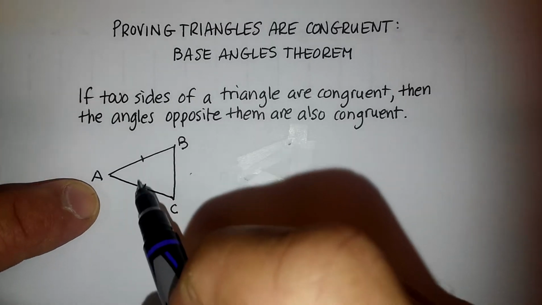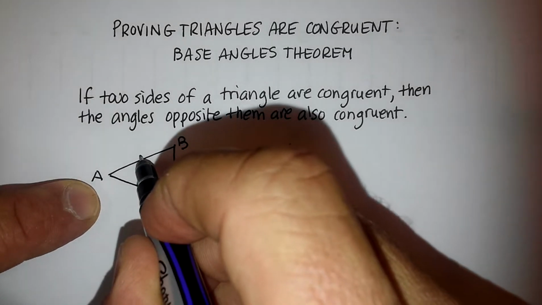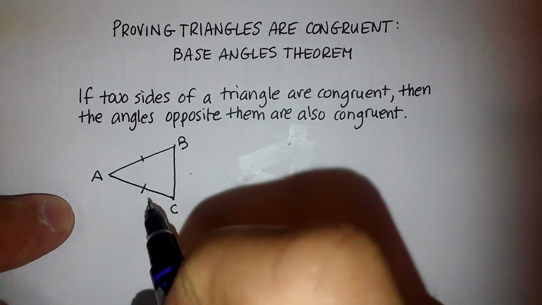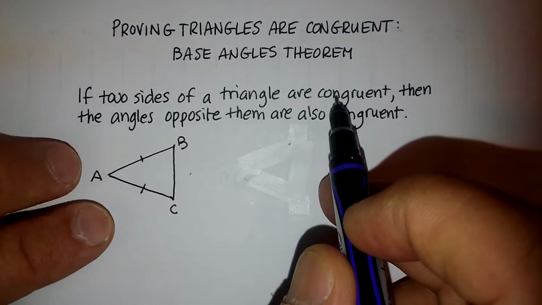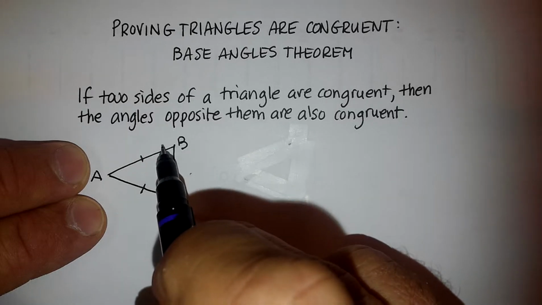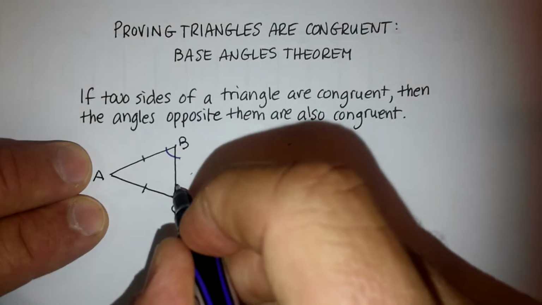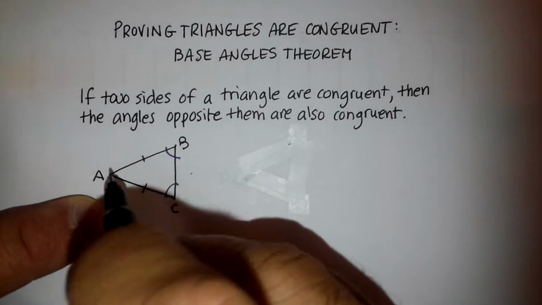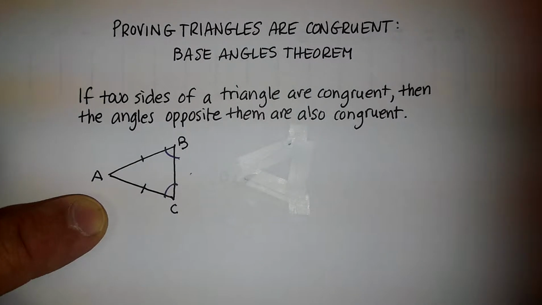Now how do I know that two sides are congruent here? It's because of these little slash marks, right? Without them I wouldn't know that they were congruent. But if two sides of a triangle are congruent, then the angles opposite them are also congruent. Okay, so I can write it out this way.